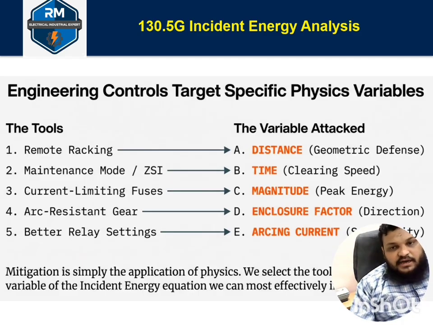The fourth one is arc resistant gear. That is an enclosure specially designed to capture the arc during an arc flash hazard, so it reduces the impact of the arc flash on any employee working on live equipment. The fifth point is better relay settings. By making better relay settings and coordination, we can reduce the incident energy significantly. So these are the techniques used to reduce the incident energy, thereby reducing the damage to the person working on live equipment significantly.